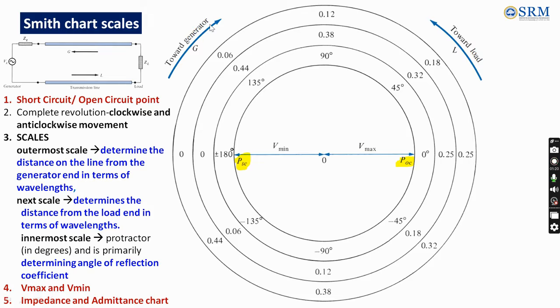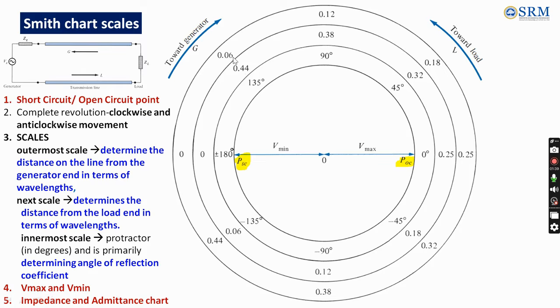The outermost scale, if you could see, is used to determine the distance on the line from the generator in terms of wavelength. From the generator, here it is 0 lambda, here it is 0.12, and here it is 0.25. And again it ends at 0.5 lambda.